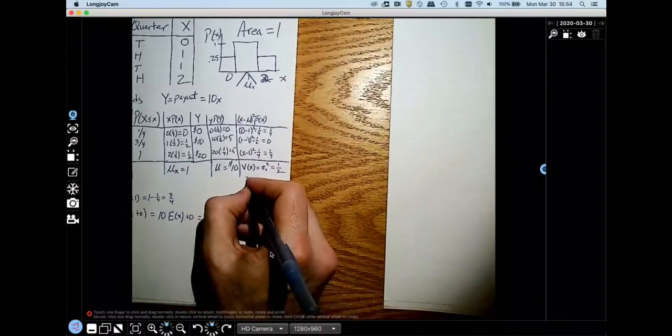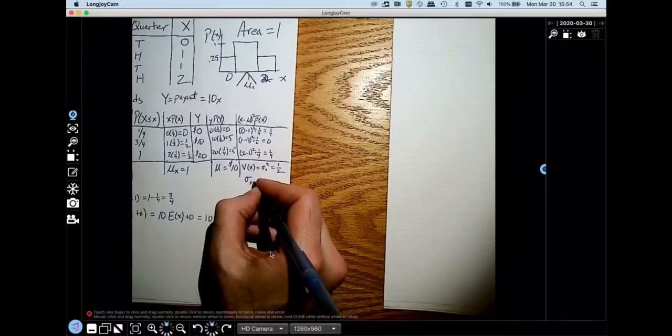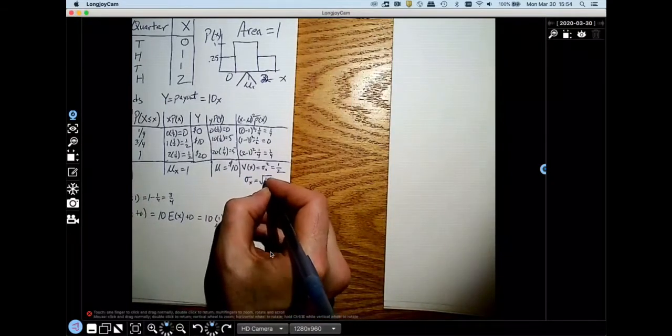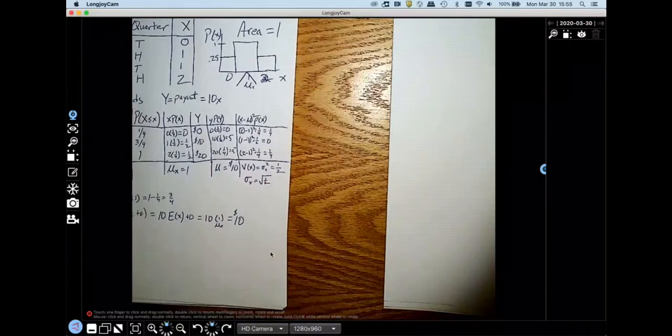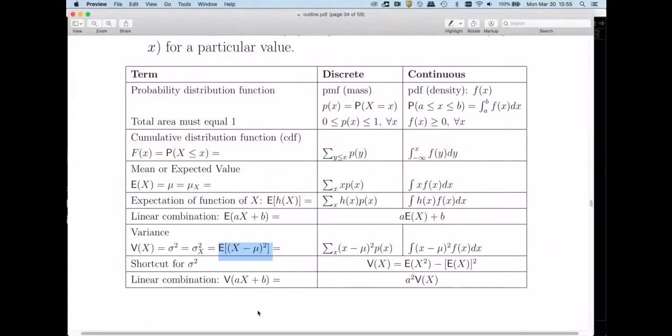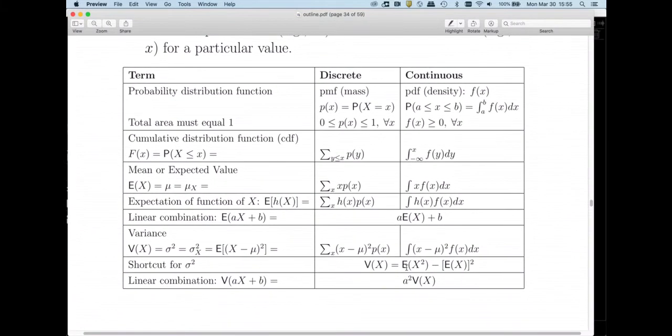The standard deviation of x then would be equal to the square root of a half. All right, so we've now found the variance. Well, moving on, there's actually a shortcut formula. The shortcut formula just says you can find the expected value of x squared and subtract off the mean. So might as well go do that one as well.